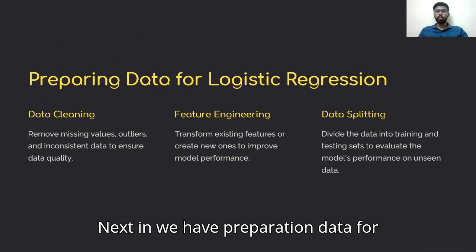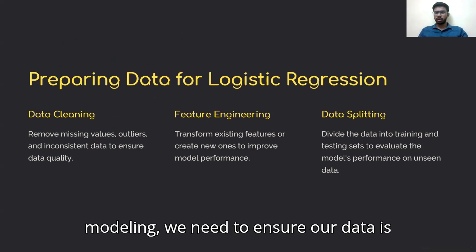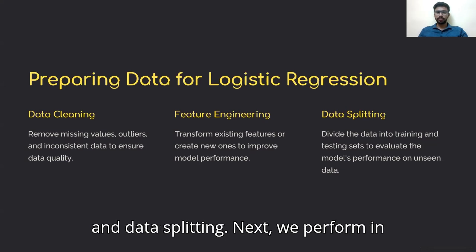Next, we have preparing data for logistic regression. Before we start modeling, we need to ensure our data is clean and ready. First, clean our data by removing missing values, outliers, or any inconsistent information. Feature engineering and data splitting.